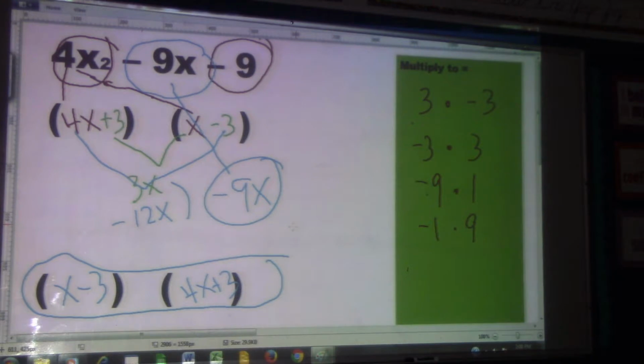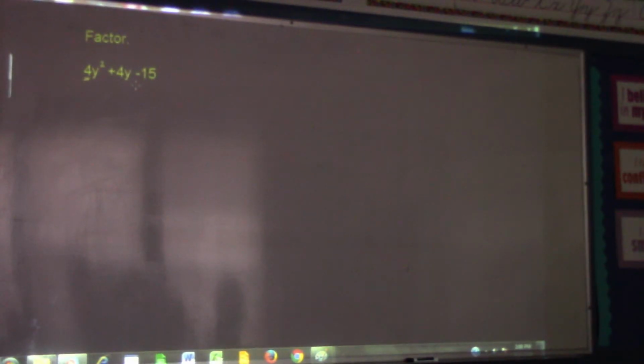And isn't that a lot easier than what we just saw on the board? Yeah, it's very, very quick. So I just wanted to let you know that it can be done a whole lot easier. Okay, so what we have here is 4y squared plus 4y minus 15.